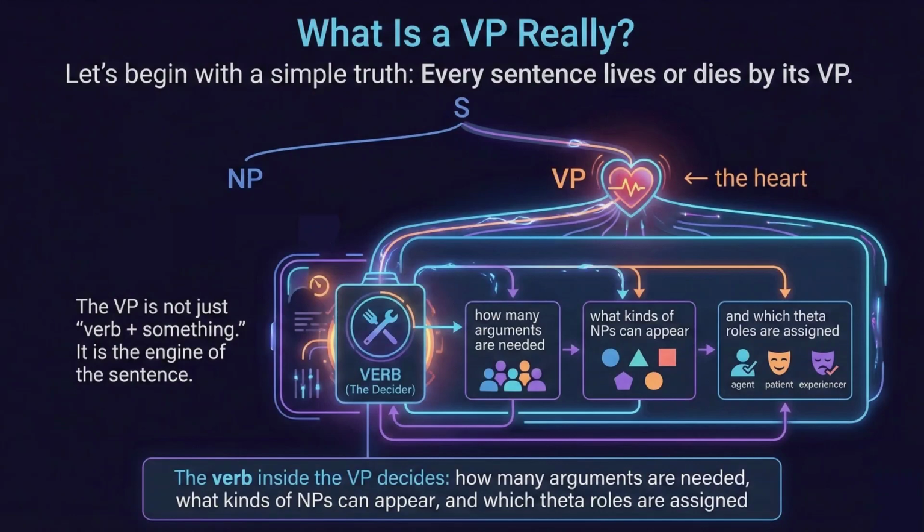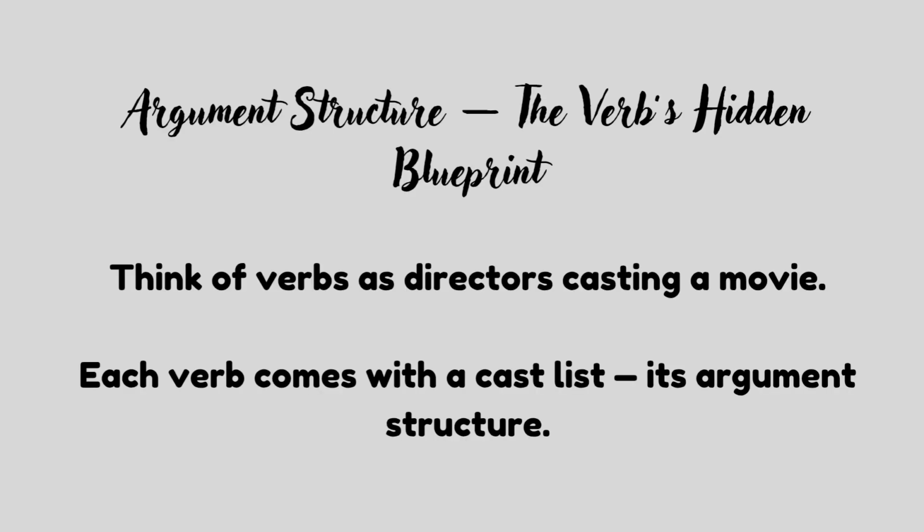Sentence S consists of NP and VP. VP is the heart of the sentence. The verb inside the VP decides how many arguments are needed, what kinds of NPs can appear, and which theta roles are assigned. Now let's look at argument structure, the verb's hidden blueprint.